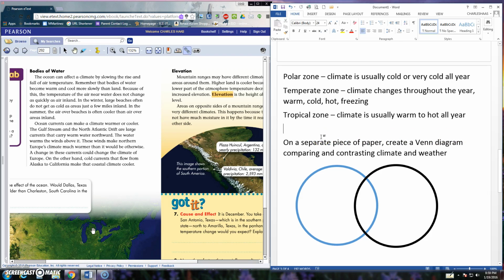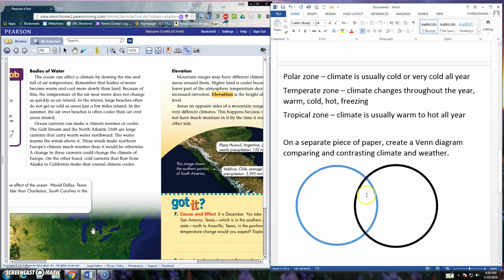Alrighty, I think we have enough notes on weather and climate. Now on a separate piece of paper, you can create a Venn diagram comparing and contrasting climate and weather. And so I went ahead and drew mine. I drew one colored circle for climate. Make sure you label it. I drew another colored circle for weather. Make sure you label what this is.